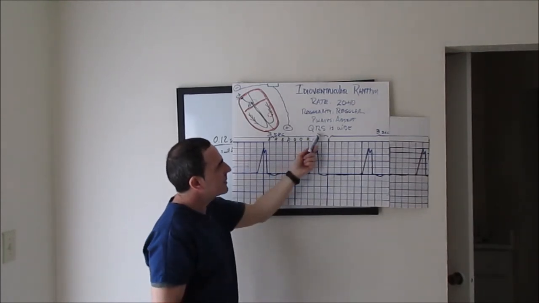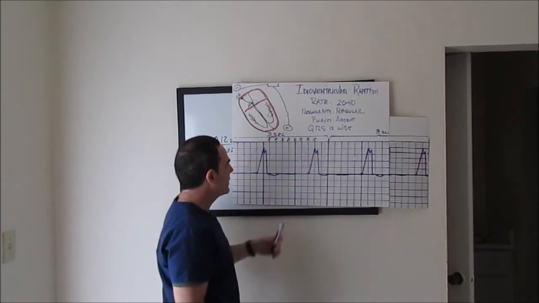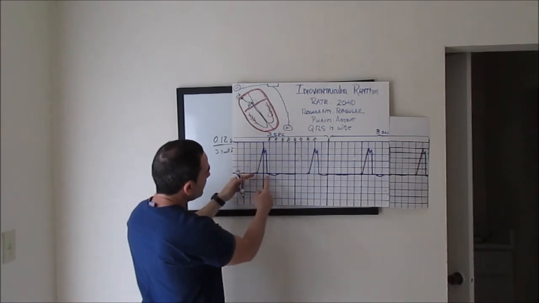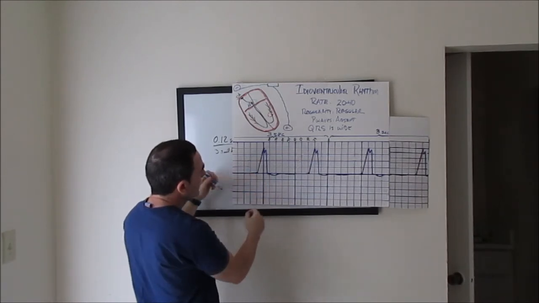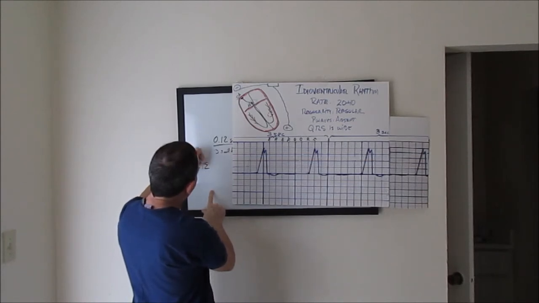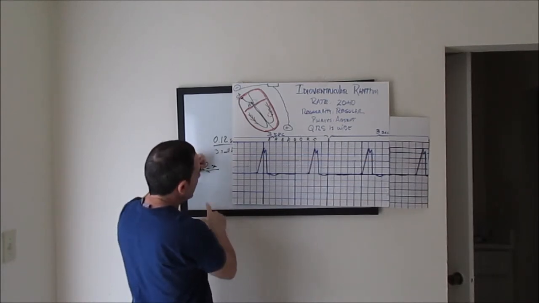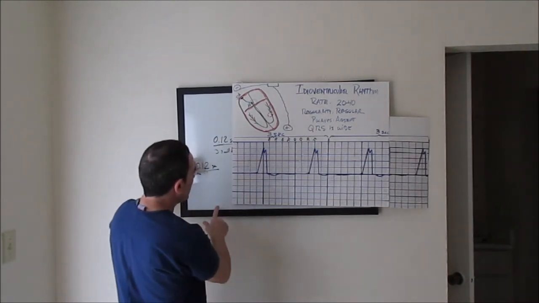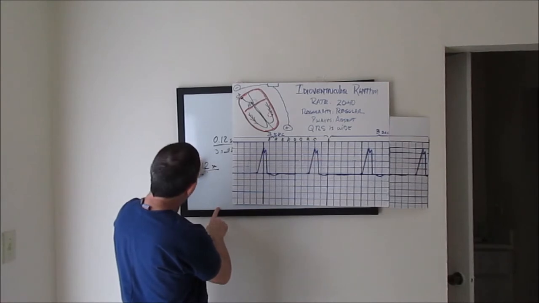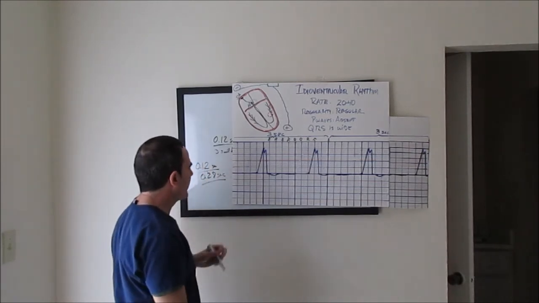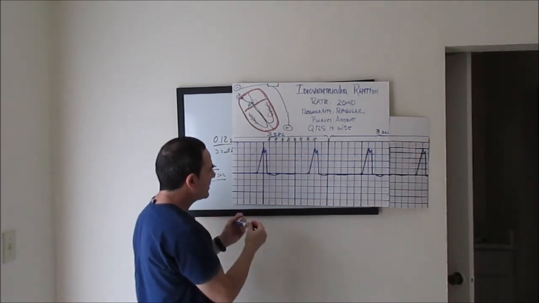And the QRS is wide. Look at this, for example, in this place the QRS is more than 0.12 seconds. In this case it is 0.28 seconds. It is wide.